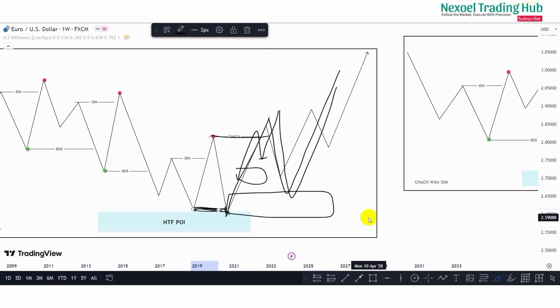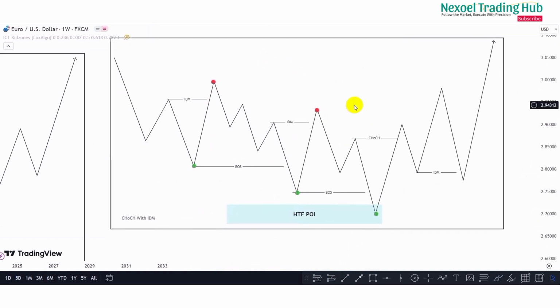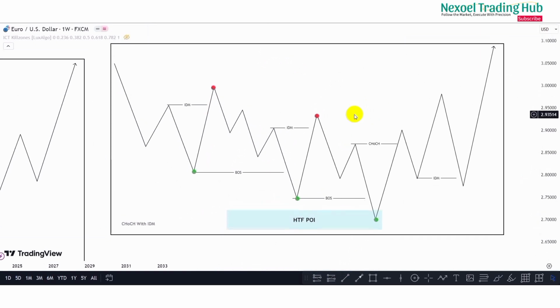So let's check another chart example in reference to where our inducement swing points become our change in market character swing points. So let's look at this market condition where our inducement swing points lead towards our change in market character.